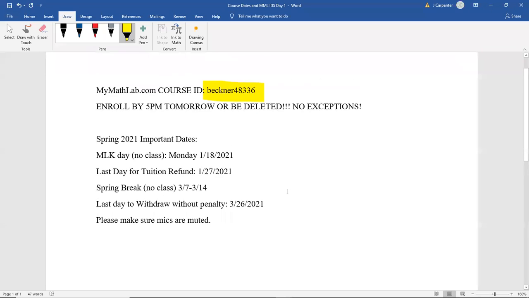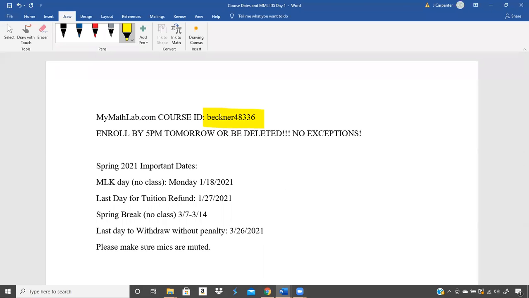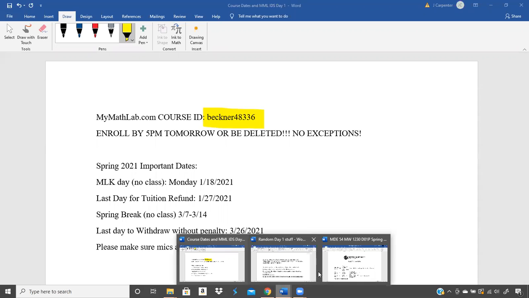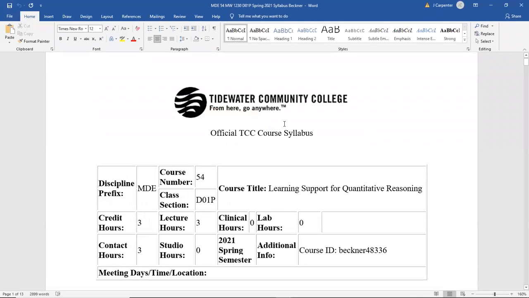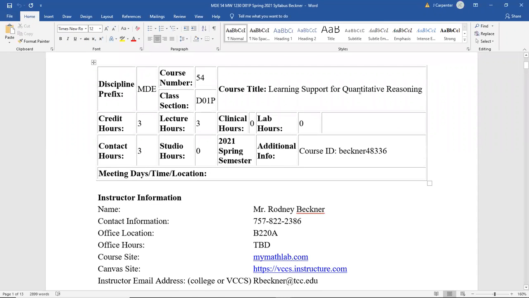All right, so we got our course dates. That'll be good. Let's go ahead and talk about the syllabus. So learning support for quantitative reasoning. Again, if you are in MDE 54, and you're not signed up for Math 154 at the same time, that's not going to fly. You'll be removed either by your teacher or by someone in enrollment. Yeah, that's all I really need to say there.